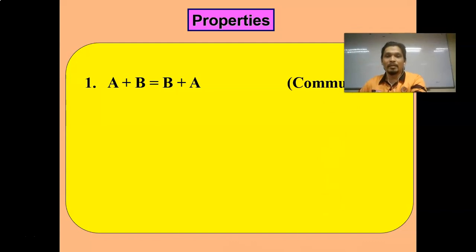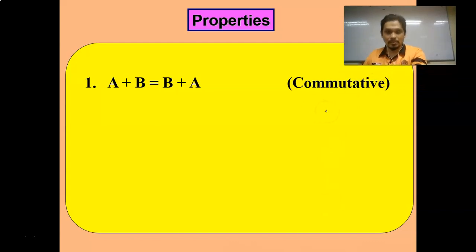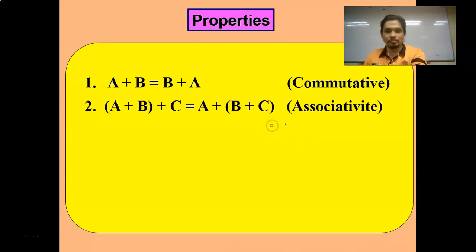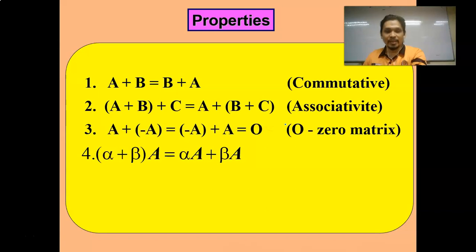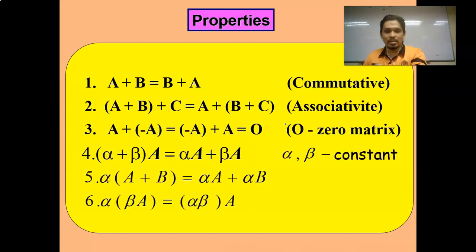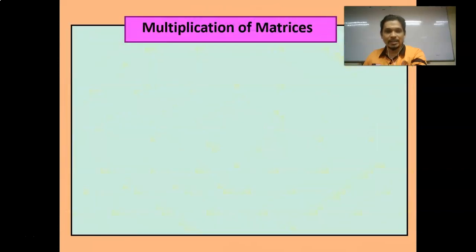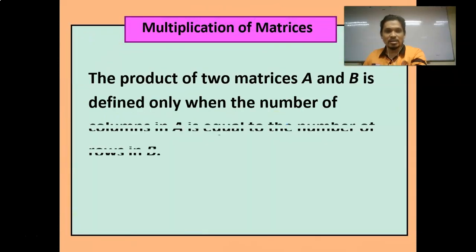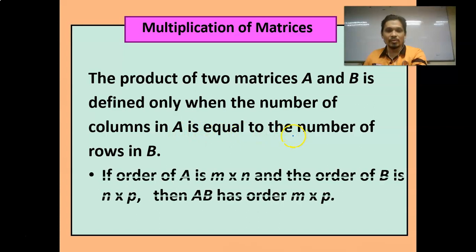So these are the properties, or the rules, that we are going to use for this topic. We are going to discuss all this with examples so you can see clearly. Multiplication of matrices is defined only when the number of columns in A is equal to the number of rows in B.